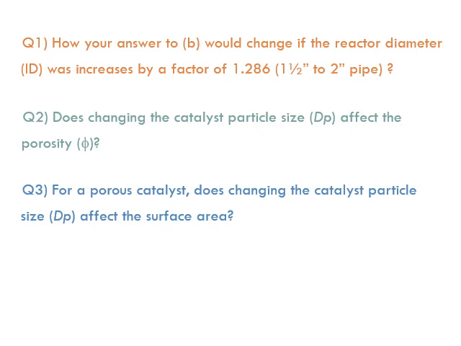Question 1, how would your answer to B change if the reactor diameter was increased by a factor of 1.286? That means I have changed the pipe from 1.5 inch to 2-inch schedule pipe. So how would that change X? Obviously you're thinking, if I increase the diameter of the pipe, I will reduce the pressure drop and I'll get higher conversion. Yeah, you're right, but go through the detailed explanation and see how that will affect the equations.